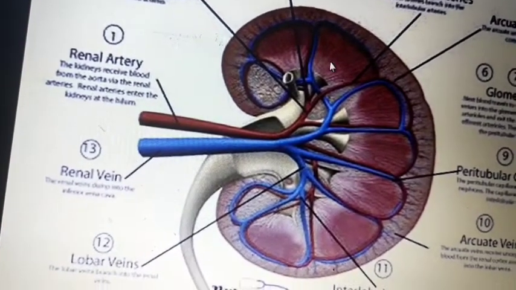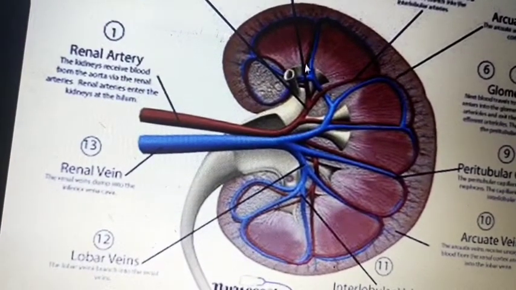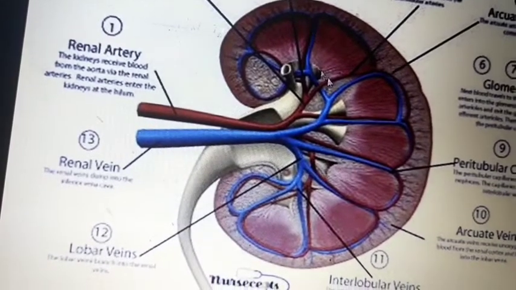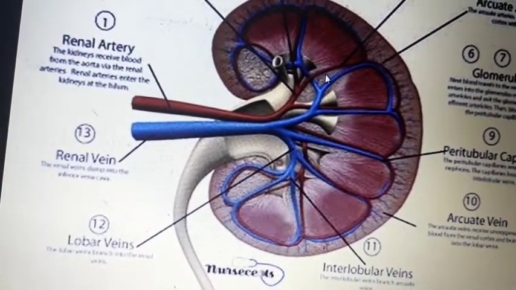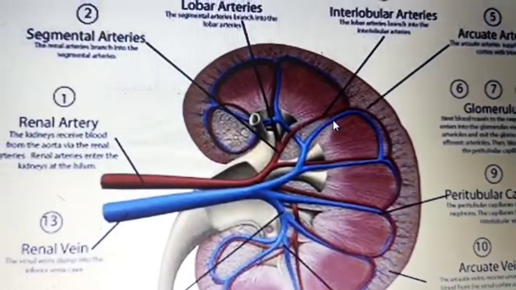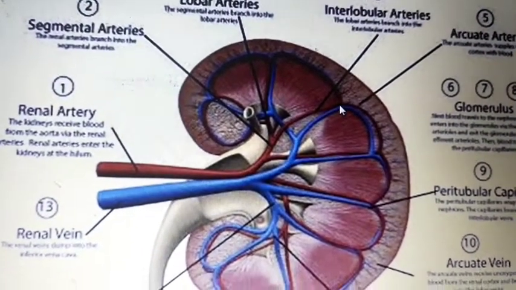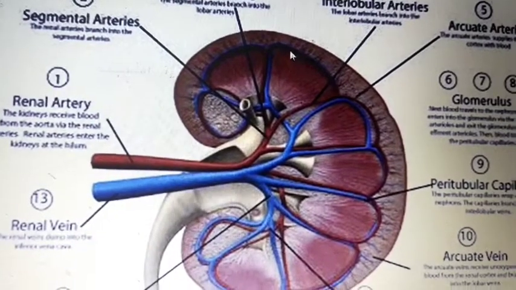In between the two pyramids there are interlobular arteries. You can see here in this picture, there are two lobes and there is an interlobular artery, and each interlobular artery further gives the arcuate arteries.